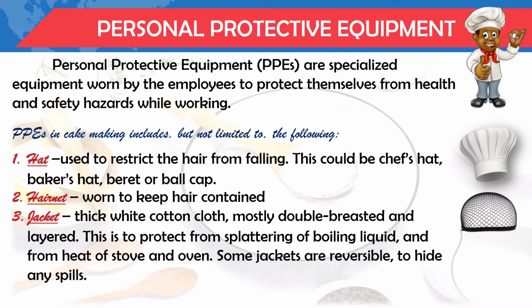The third one is the jacket. It is a thick white cotton cloth, mostly double-breasted and layered. This is to protect from splattering of boiling liquid and from the heat of the stove and oven. Some jackets are reversible to hide any spills.